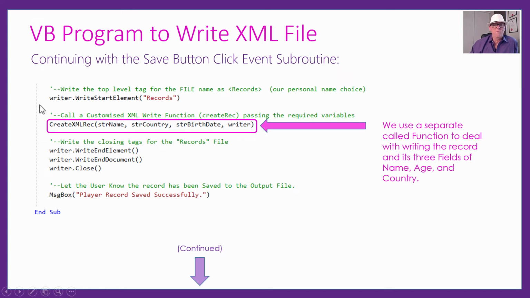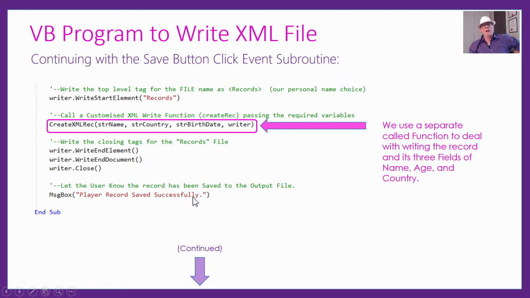So that function's going to do the actual individual players, and we'll have a look at that in a minute. We need to pass into that function, and you need to have done our functions lesson previously to understand this, the name and the country values that we've got off the form, the birth date, which we've got off the form, and also the writer that we want to write output to with the XML. And then when we come back from that and we've written all the player records, we're just going to write the end element and an end document and close the file. That's just the end elements, like /records or whatever, to finish the file off, and send out a message box that the player record which they typed in and saved did save successfully.